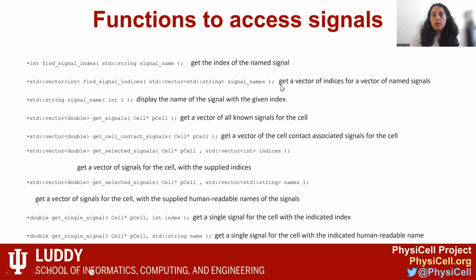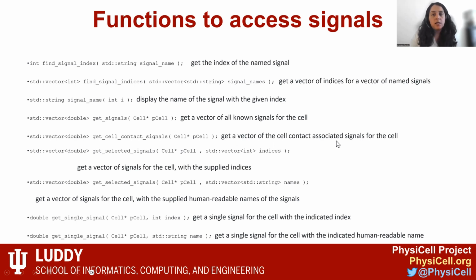Or you may want to get a vector of indices. It's not one signal that you are interested in; you are interested in a vector of signals. So you can get a vector of indices for a vector of named signals. Or we can display the name of the signal with a given index. For example, we want to know what signal index 0 is. Just display it and you can go from there. Also, we can get a vector of all known signals. Here you are reading it as a string; here you are using a double vector, which gives you the indices.